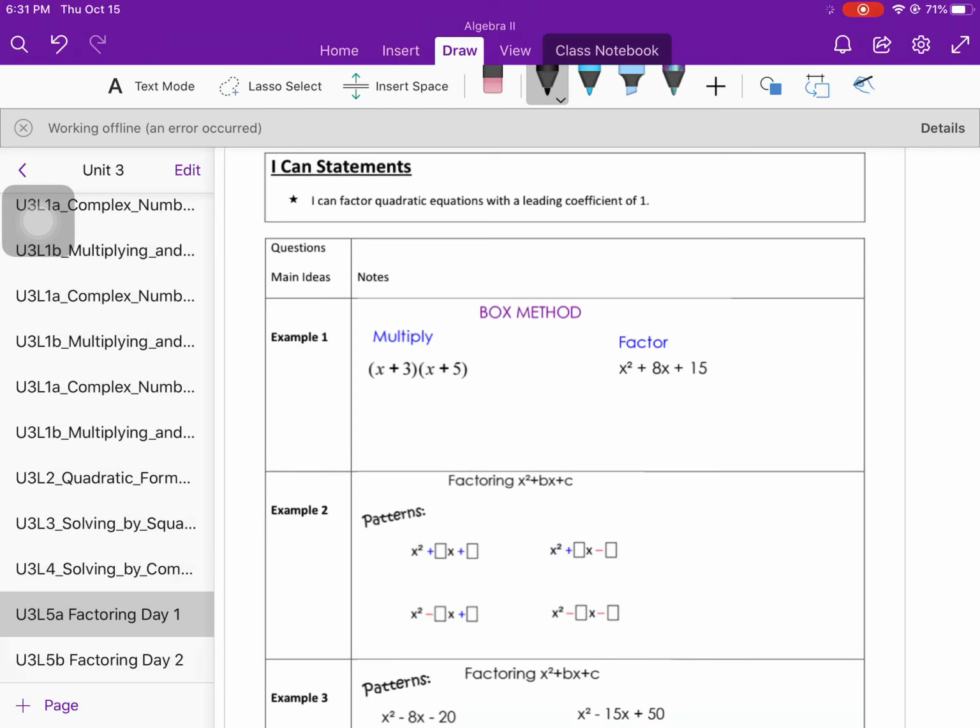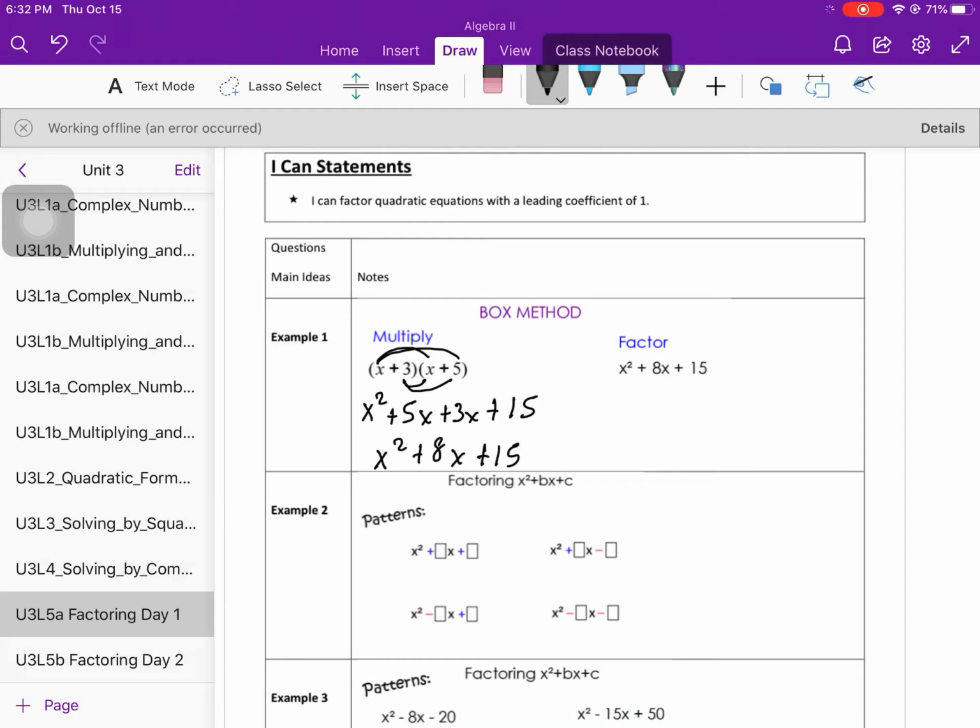So if we look at example 1, it says to multiply. Remember when we multiply with two binomials, this is where we use that FOIL method. First, outside, inside, last. So first is x times x gives us x squared. Outside gives us x times 5, which is 5x. And then inside is 3 times x, so we get 3x. And then last is 3 times 5, which is 15. So we get x squared plus 8x plus 15.